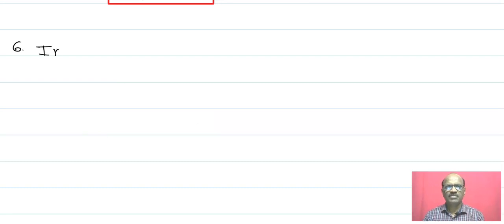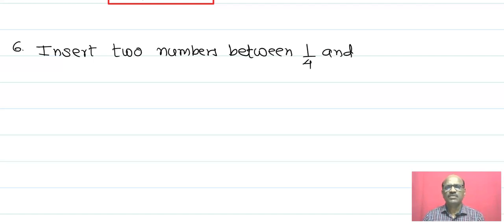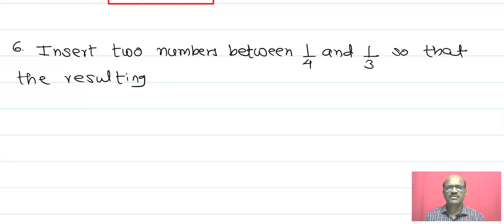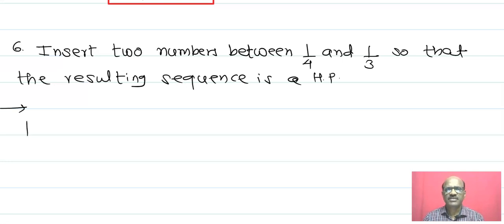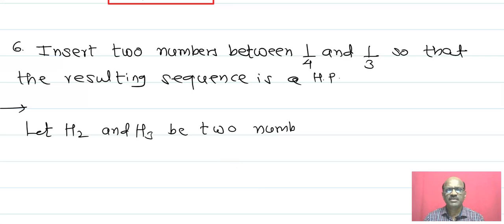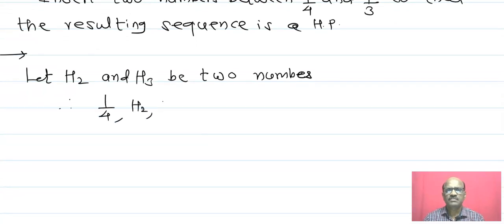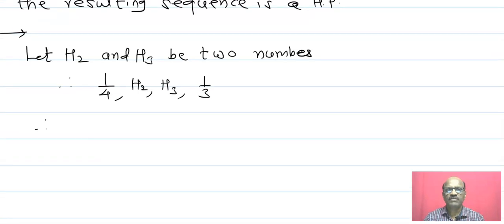Now next is problem number 6. Insert two numbers between 1 by 4 and 1 upon 3 so that the resulting sequence is an HP. Let H2 and H3 be the two numbers, therefore 1 by 4, H2, H3 and 1 upon 3.